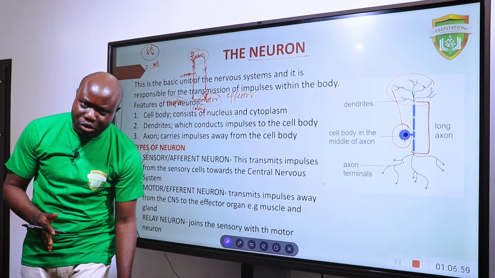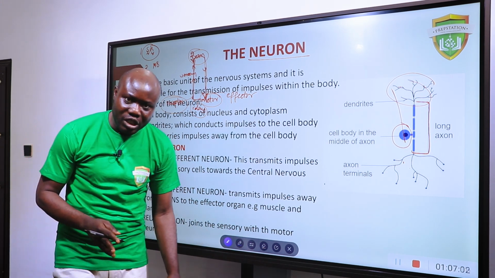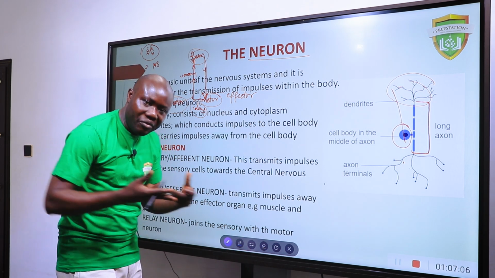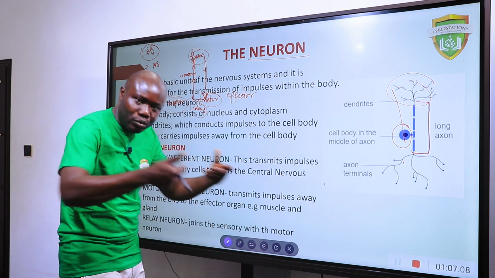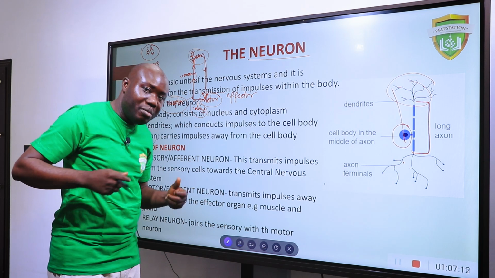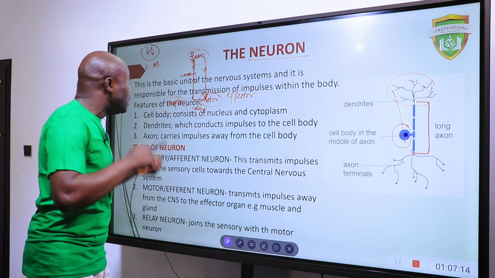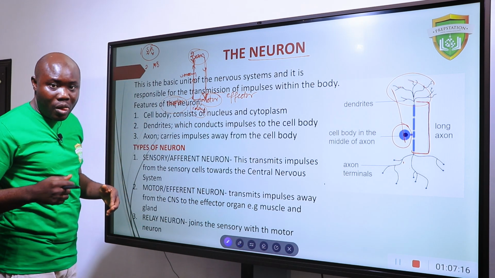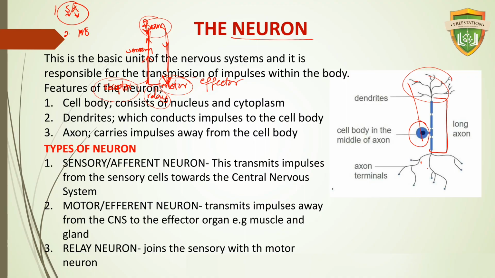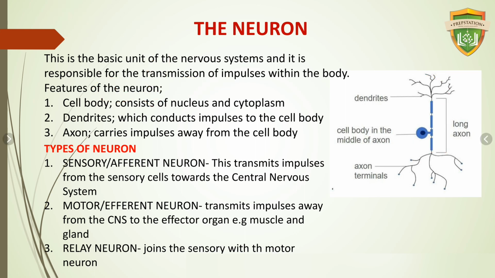Something is burning, you don't stay there; you move your leg. Something is pinching you, you don't stay there; you move your hand. The moving is the effector. Whatever helps you carry out the signal coming from the brain via the motor neuron is the effector cell. Then the next one is the relay neuron. It connects the motor and the sensory neurons together. Okay, so let's move on.